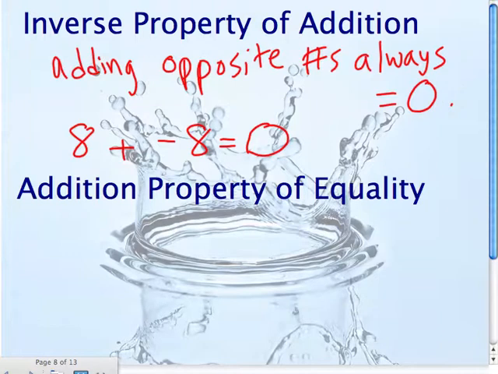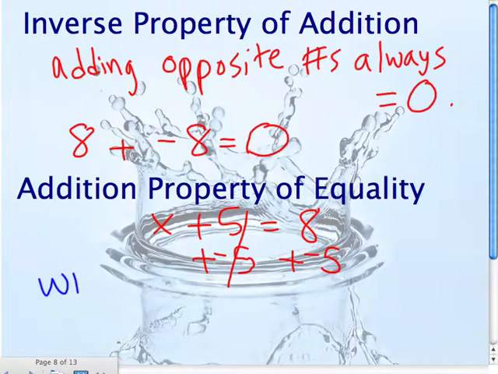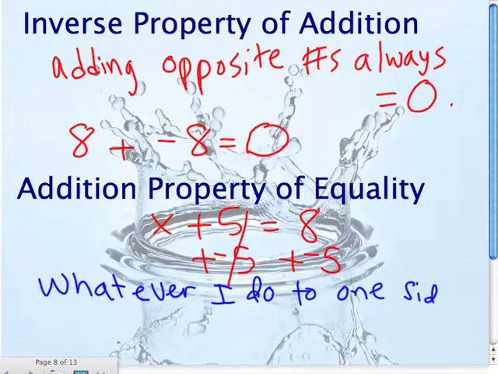Now the addition property of equality is just like the multiplication property of equality. If we have a problem and I add something on one side, so if I add negative 5 here, I have to add negative 5 over here to keep that scale balanced, okay? Keep the equation balanced. So same thing, whatever I do to one side, I have to do to the other.